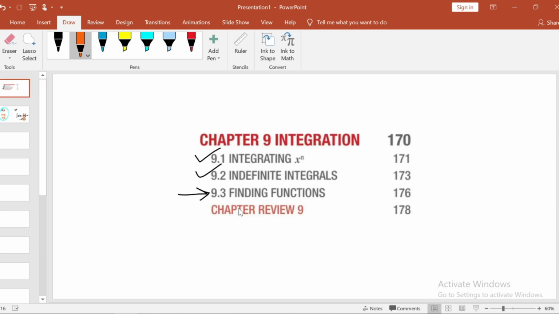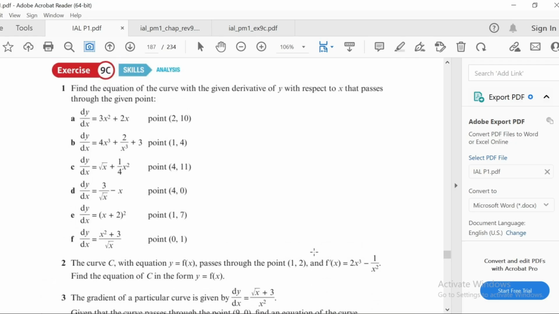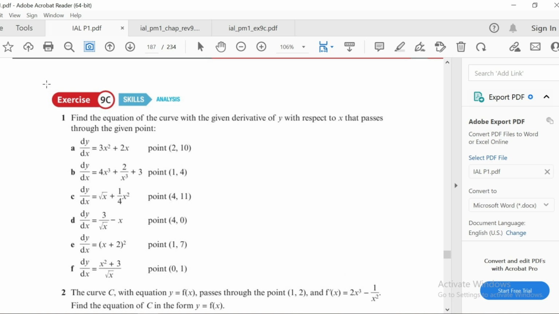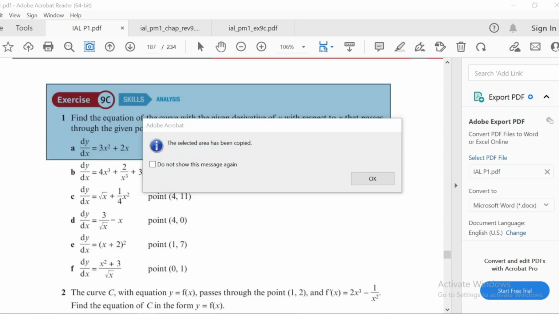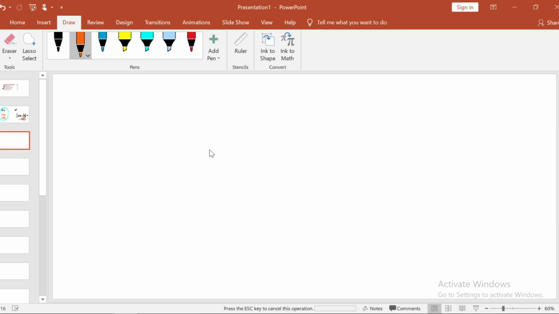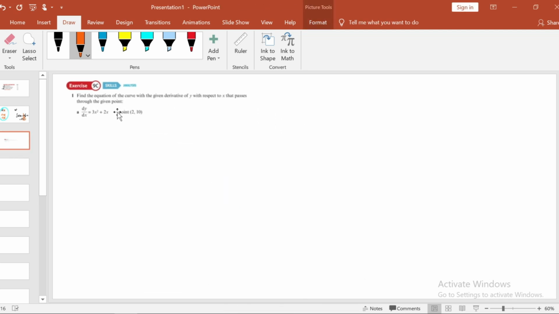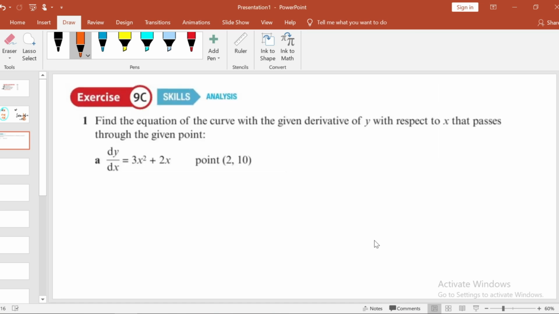Now I want you to write the title 9.3 Finding Functions. I'm going to explain this by taking a question from the exercise. It's just a normal integration. We are going to find the value of c using the point or some condition given. You see? Find the equation of the curve with given derivative of y with respect to x.